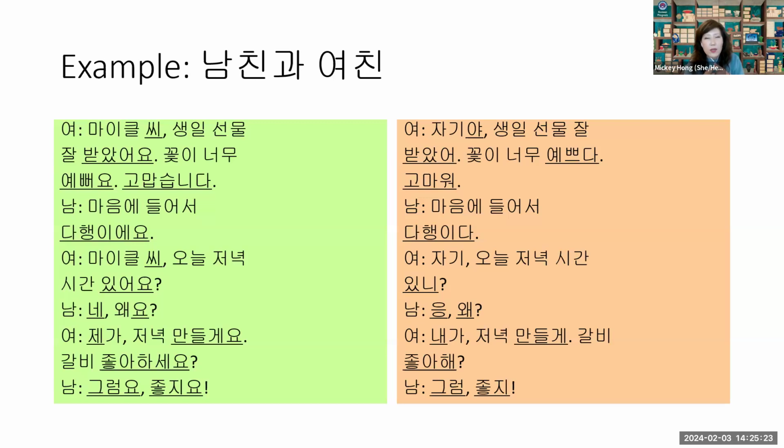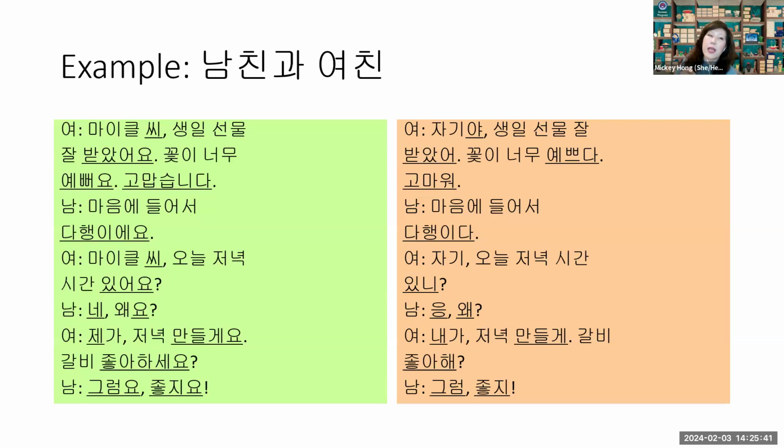It's just laziness, you guys. We don't like saying "I want to do something." We just say "I wanna do this, that." Same thing. 꽃이, that ch aspiration takes extra effort. So we can say 꽃이 너무 예뻐요.